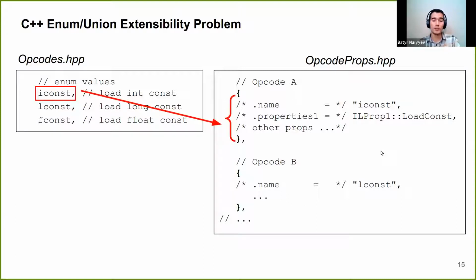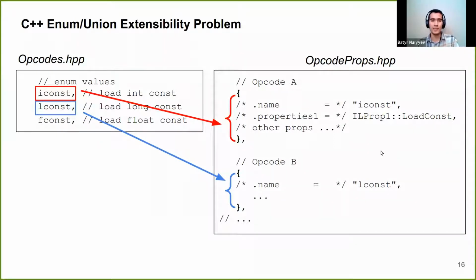For example, the first element on the left should always correspond to the first array entry on the right. And the second element on the left should correspond to the second array entry on the right. And there are many spread out header files like that, referring to the same set of opcodes.